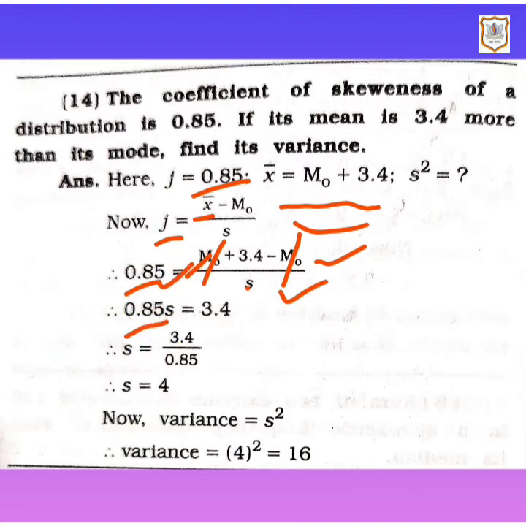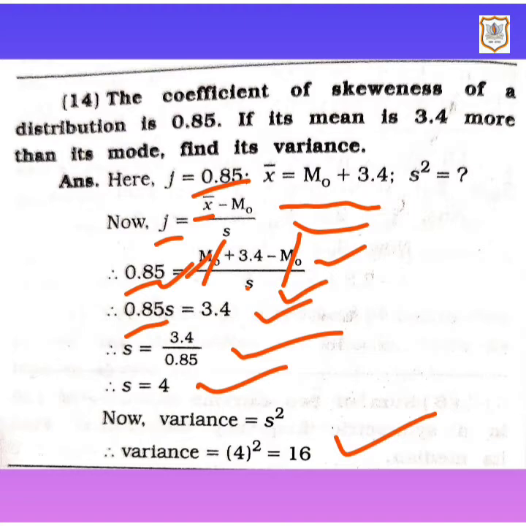so it will become 0.85 multiplied by s is equal to 3.4. So s is equal to 3.4 upon 0.85. So standard deviation is 4, and standard deviation square, that means s square, will be 4 square, 16, that is your variance. So we have taken out the value of variance, that is 16.